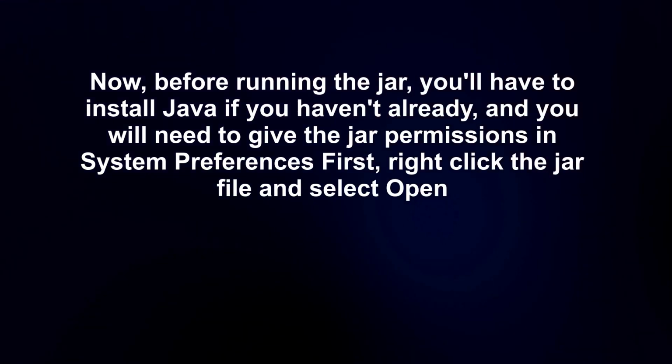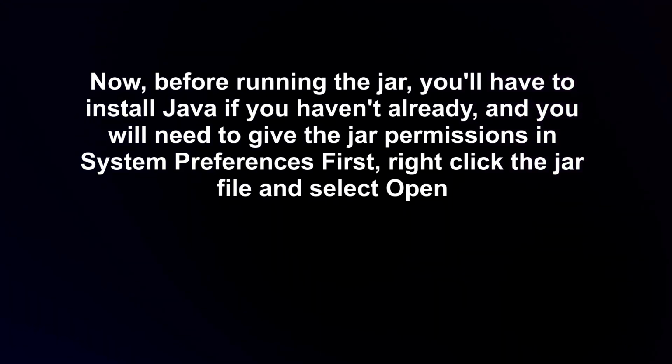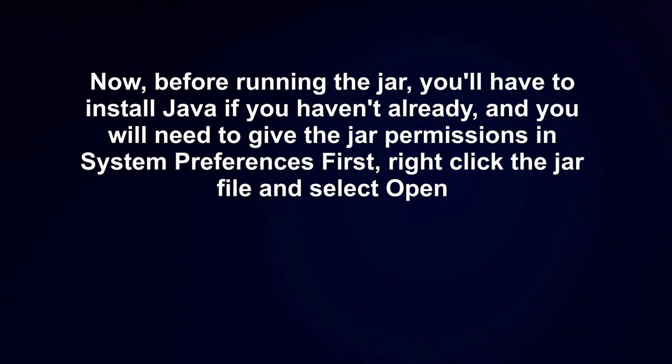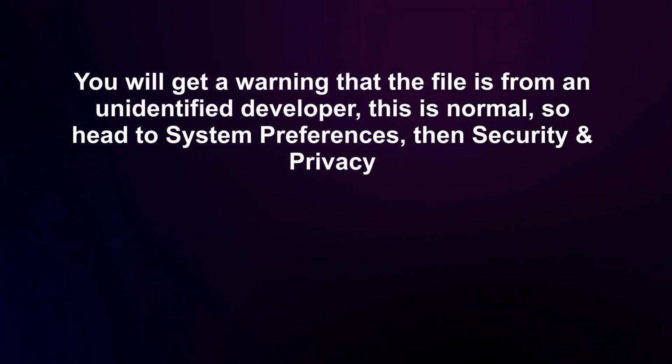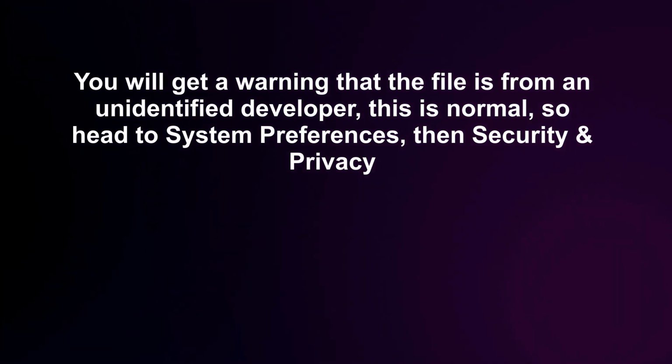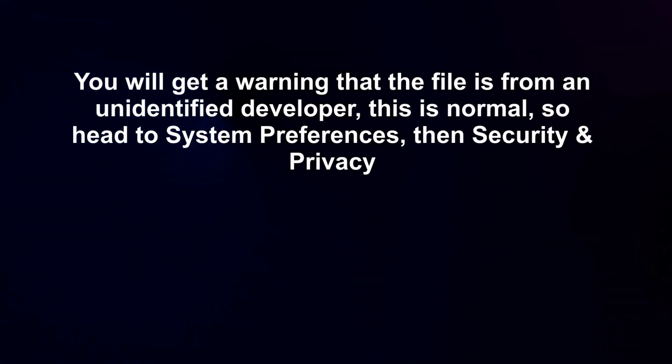Now, before running the jar, you'll have to install Java if you haven't already, and you will need to give the jar permissions in System Preferences first. Right-click the jar file and select Open. You will get a warning that the file is from an unidentified developer. This is normal, so head to System Preferences, then Security and Privacy.